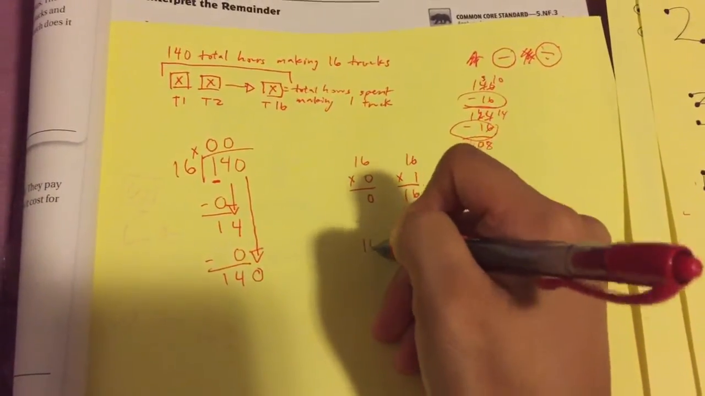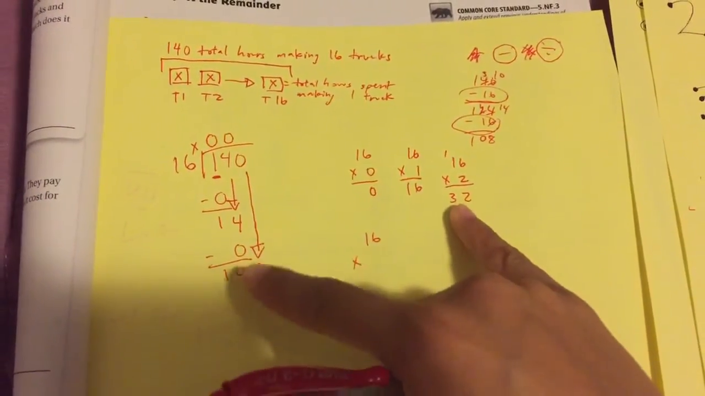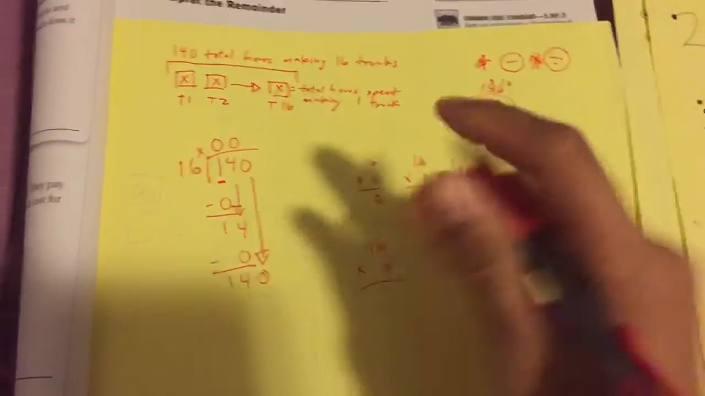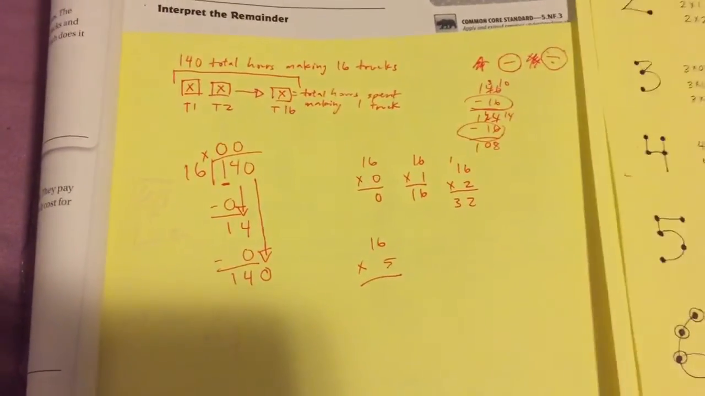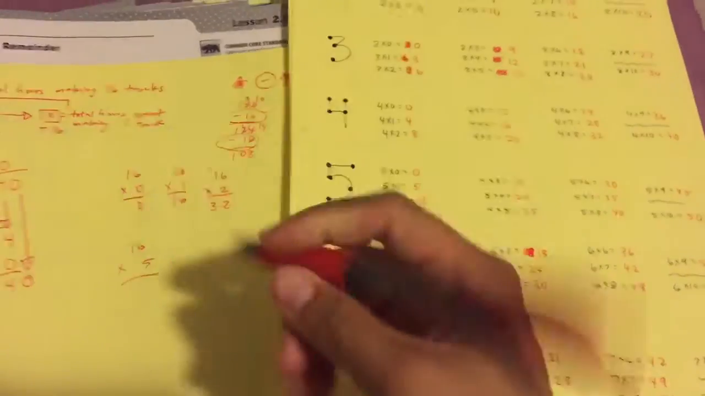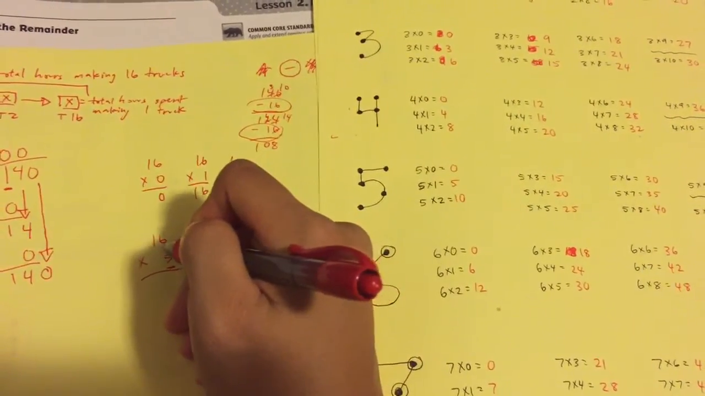So at this point, if I try doing 16 times 3 or 4, I don't think it'll get us close enough to 140. So I'm going to try 16 times 5. I'm going to skip a couple of numbers, only because 32 is very far from 140. If you're not familiar with your 5s, you can use your cheat sheet. And remember, we're going to start at the bottom right number and multiply by the ones on top.